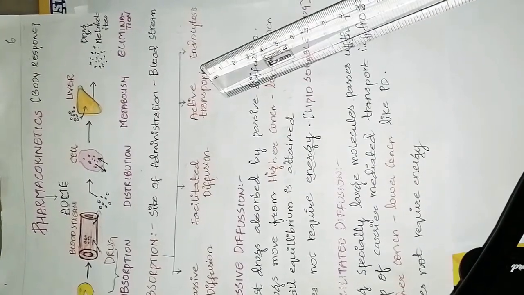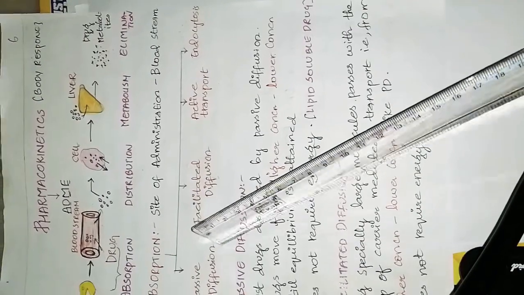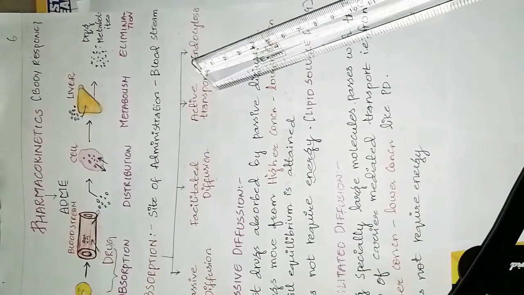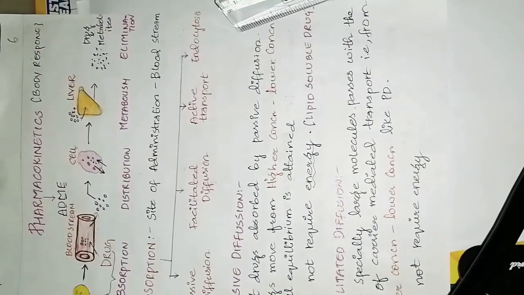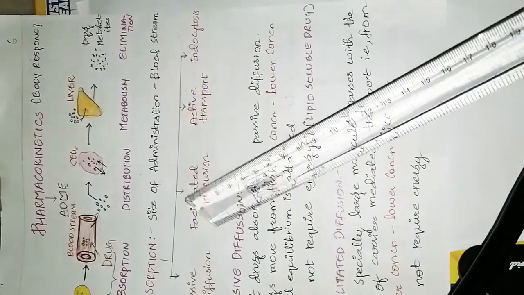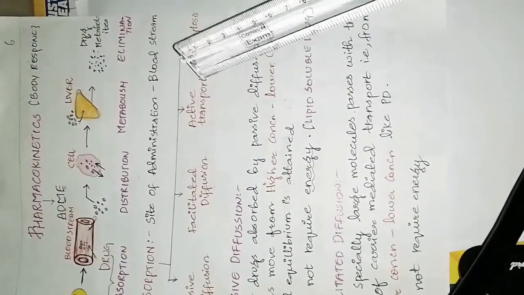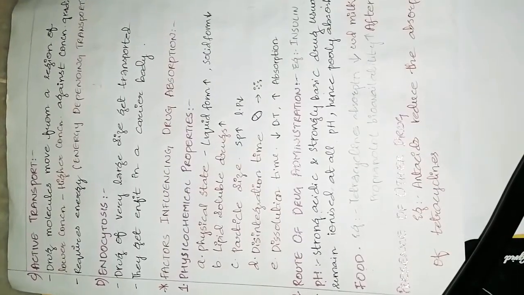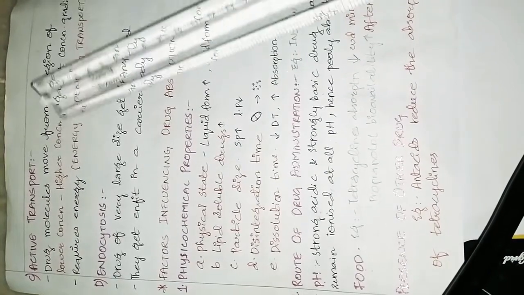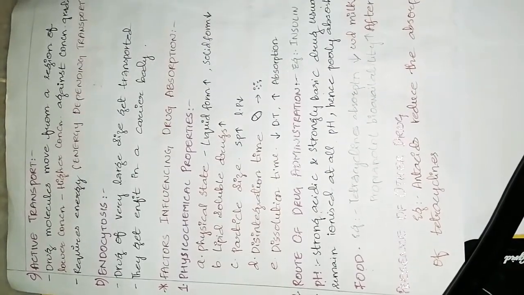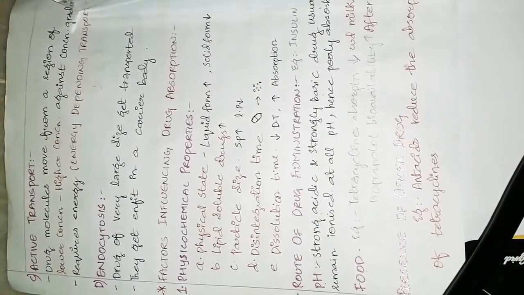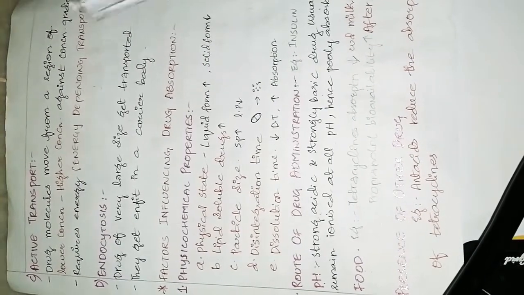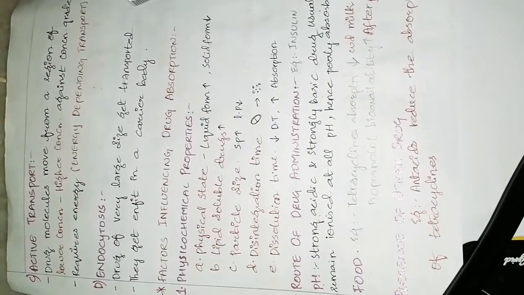Coming to active transport. Active transport is opposite to passive diffusion. Here the drug moves from lower concentration to higher concentration. Remember it as lower concentration to higher concentration. Here drug molecules move against the concentration gradient. It is opposite to passive diffusion. Next, coming to endocytosis. Here the drugs of very large size get transported through endocytosis. Thus they get enfolded in a carrier body.